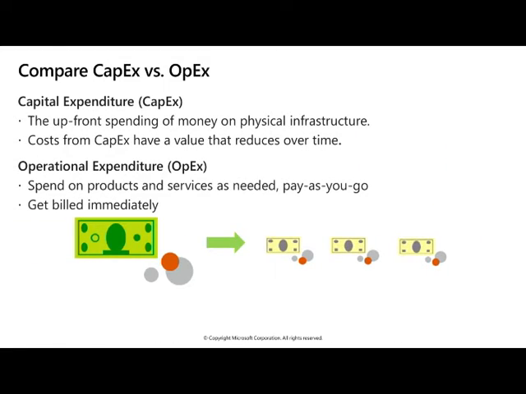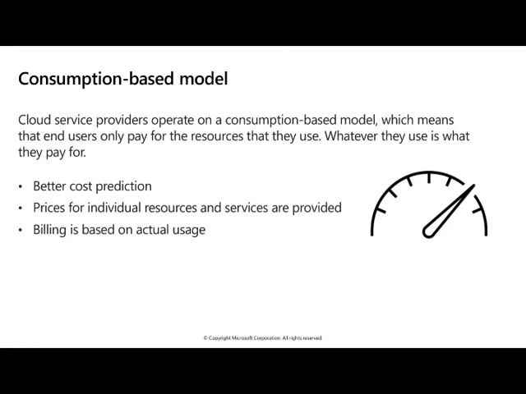Compare CapEx vs OpEx. Capital expenditure, CapEx, is the upfront spending of money on physical infrastructure. Costs from CapEx have a value that reduces over time. Operational expenditure, OpEx, is spending on products and services as needed. Pay as you go. Get billed immediately.